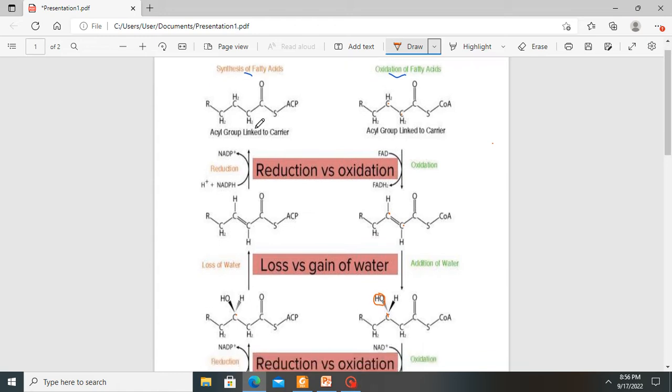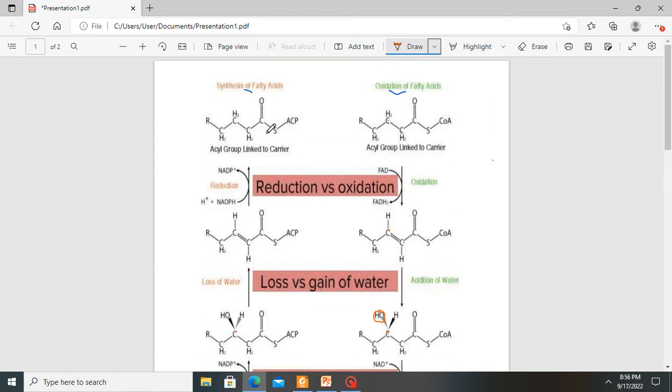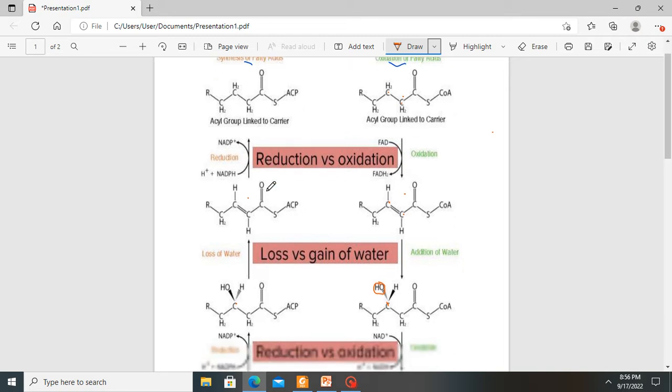Now let's see how we can compare fatty acid synthesis and beta oxidation. In the first step of beta oxidation, there is an oxidation which results in loss of hydrogen. But in the last step of fatty acid synthesis, there is reduction which results in gain of hydrogen. So from here to here, we lose hydrogen, but from here to here, we gain hydrogen. The first step here is oxidation, whereas this one is reduction. The two are just opposing and very similar pathways.